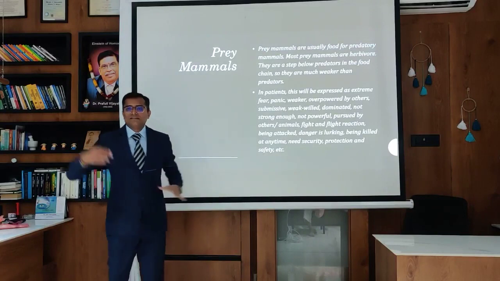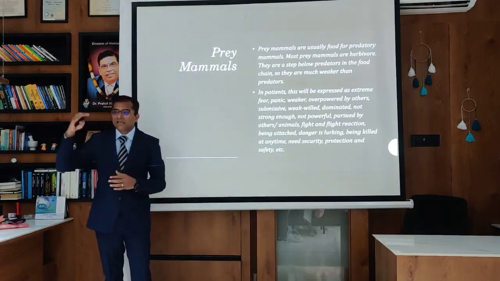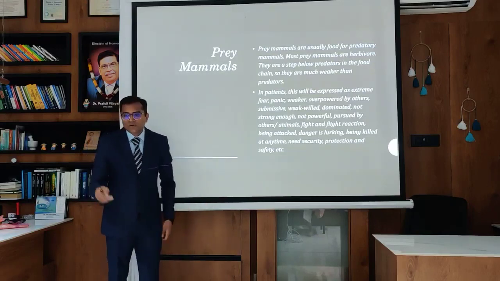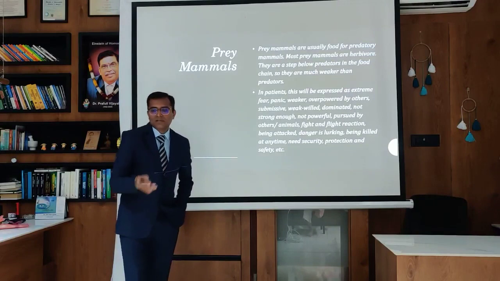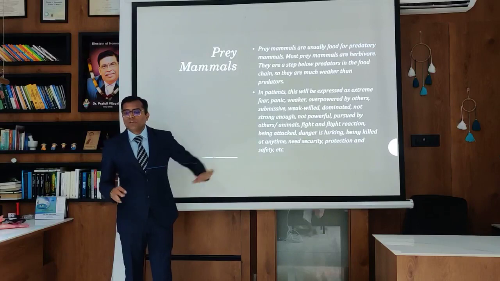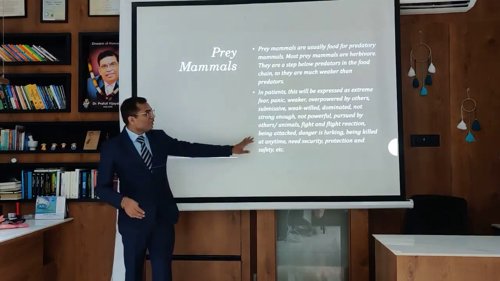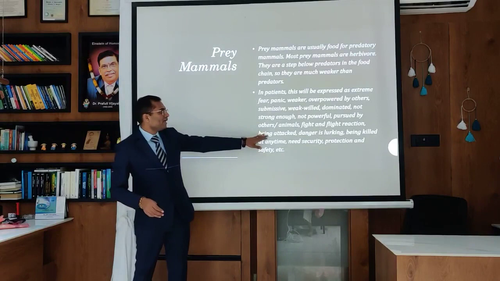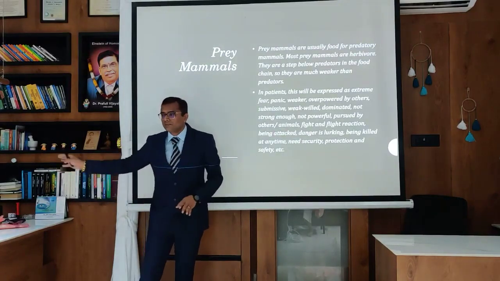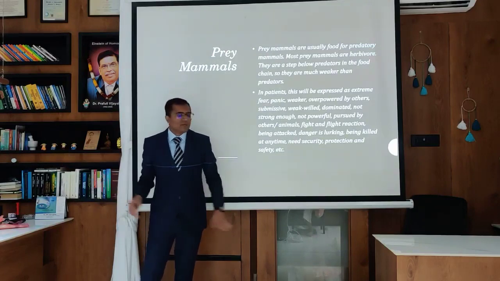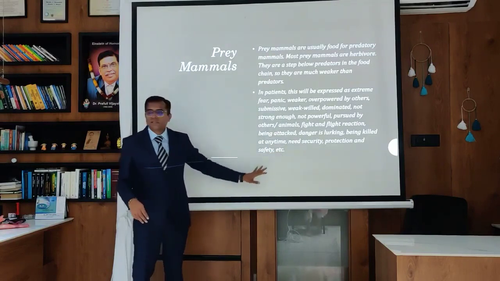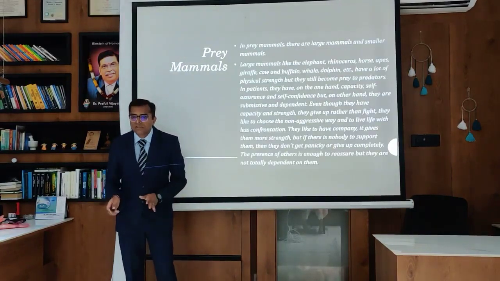But the feeling that in an order of hierarchy of the animal kingdom or food chain, they are at the lower end. So the feelings that they have are fear, panic, weakness, being overpowered by others, they need to submit themselves, or they are submissive, weak-willed, dominated, not strong enough, not powerful, mostly pursued by other animals, fight and flight reaction. So always they want to escape. Being attacked, danger lurking, being killed every time, and they need security, protection and safety. So these are the characteristics of prey mammals.